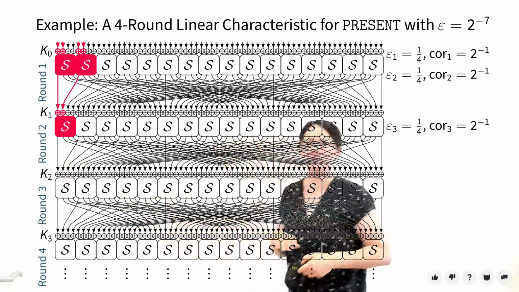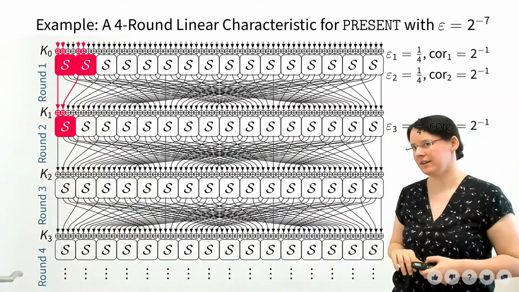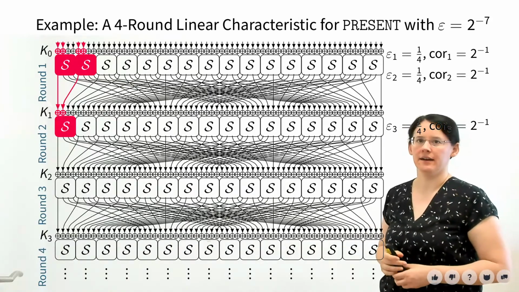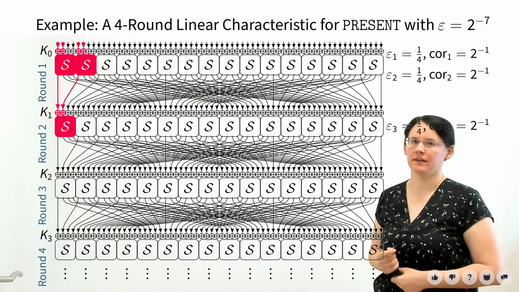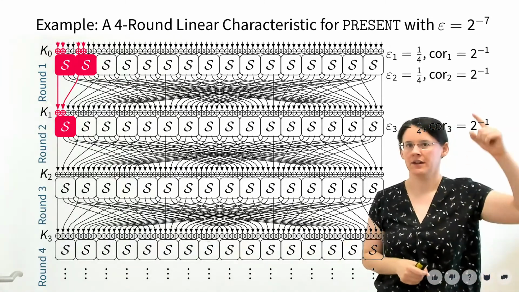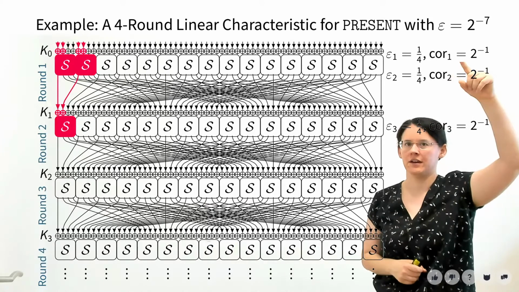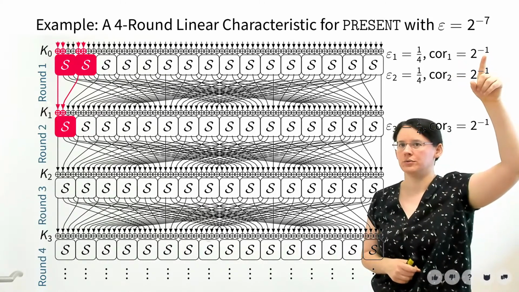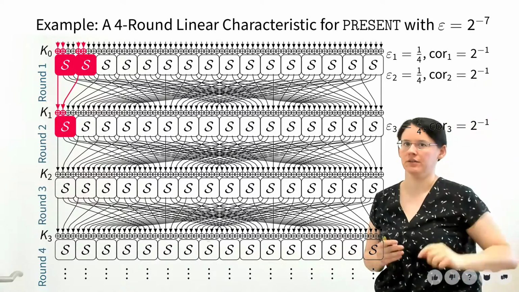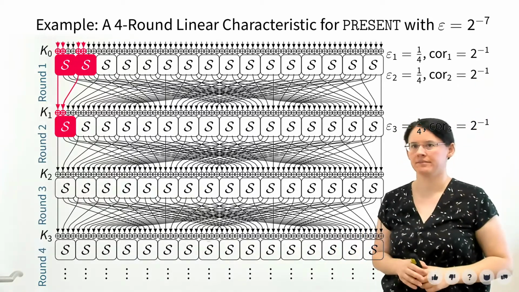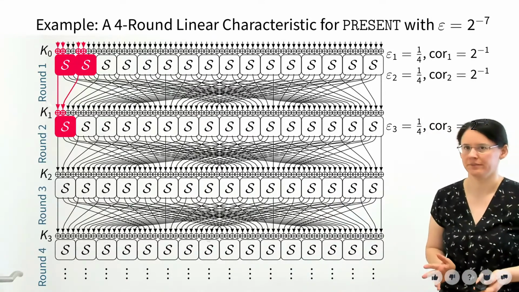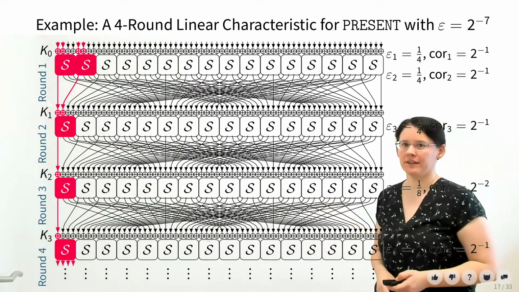Let's have a look at what happened here in the numbers. I've written down here the biases and correlations of all these Sboxes. So the very first Sbox had correlation of 2 to the minus 1. The second Sbox, since it's using the same masks, also has the same correlation. And the last one here again has the same correlation individually. I can continue doing that and so on.